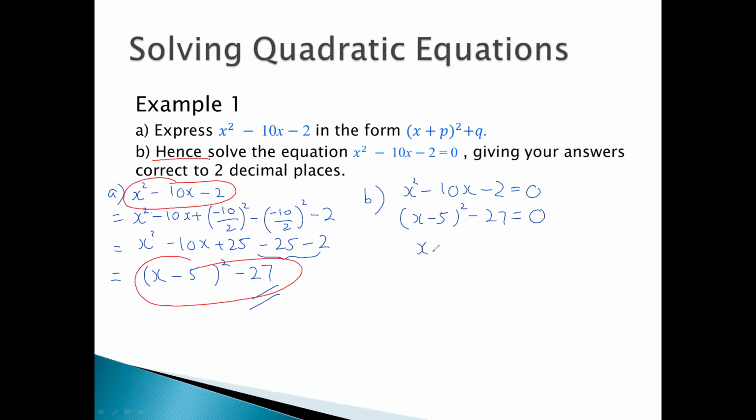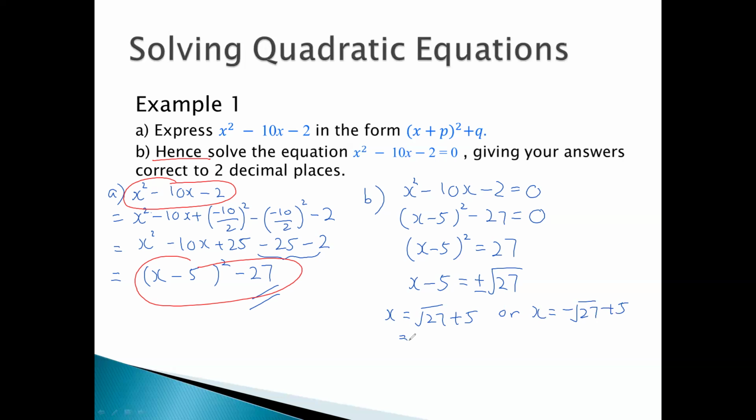So what I do is shift the negative 27 to the right. And then from here, I'm going to square root both sides. So I'm going to put this here, plus minus square root 27. Do not forget the plus minus sign, because don't forget that in quadratic equations, you're supposed to get two answers, right? And that's where this comes from. So you get x equals square root 27 plus 5, or x equals negative square root 27 plus 5.